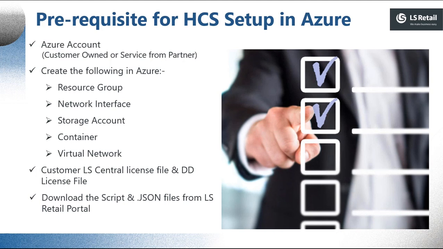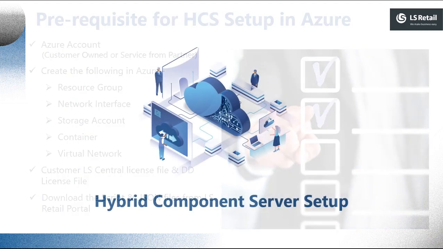The next prerequisite is LS Central and DD license file. It is required for installation of BC and data director in VM. This needs to be stored in a local folder from where the script will upload it into the container in Azure. The last prerequisite is to download the script and .json files from the LS Retail portal, which will be used to install HCS in Azure.